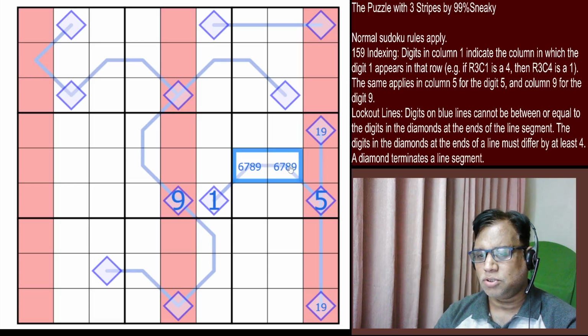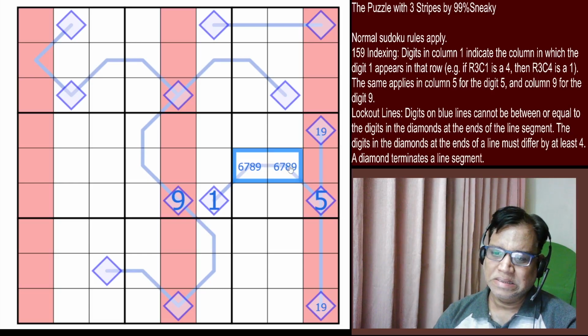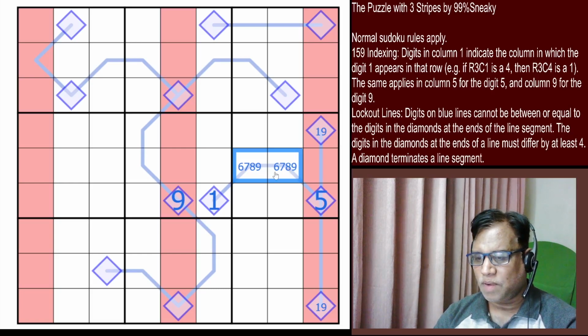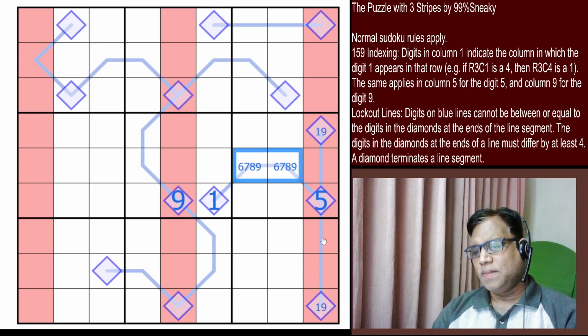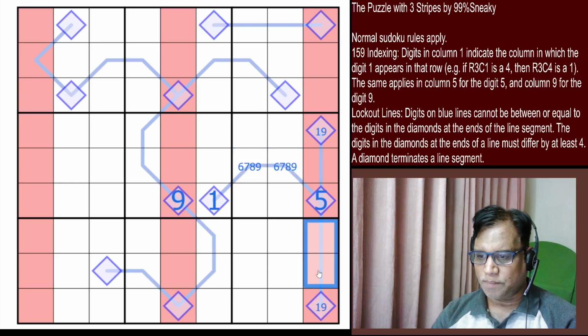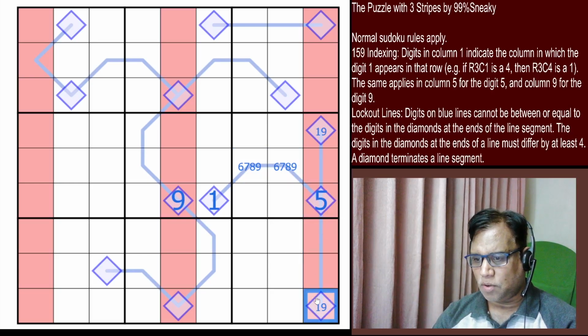So those are high. Maybe I'll color them if I figure out that it's a coloring puzzle. So 5 1 9. Yeah. So what is going on here? If this is 1, this is 5. So 1 is already low.